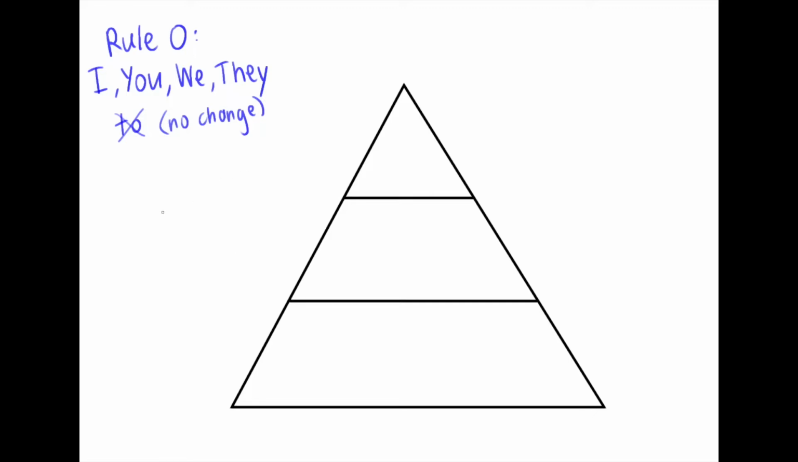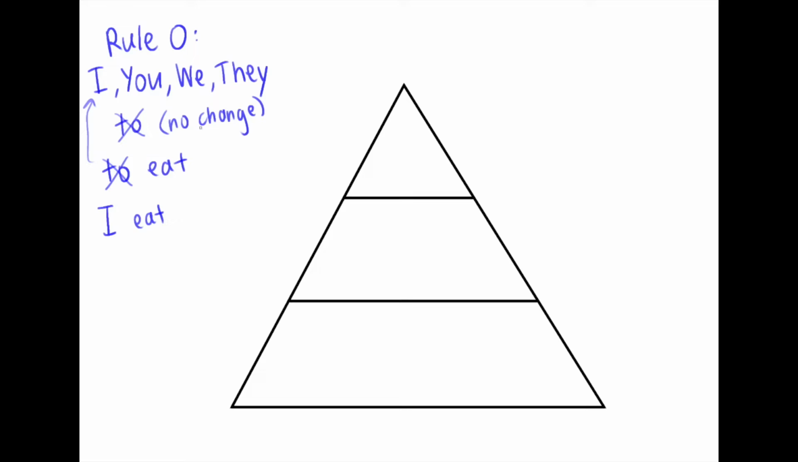Let me give you an example. If we take the verb to eat, right? If we want to conjugate this with the pronoun I, all we do is get rid of the word to, and it becomes I eat. And it would be the same thing for you, we, they. You eat, we eat, they eat. Very, very simple. And this is for any verb.